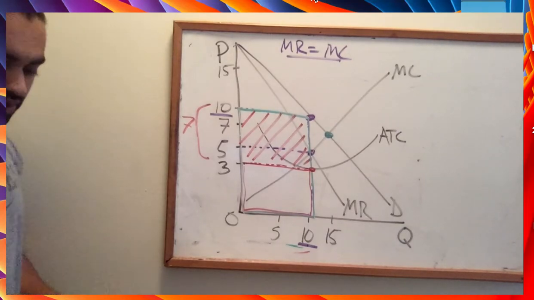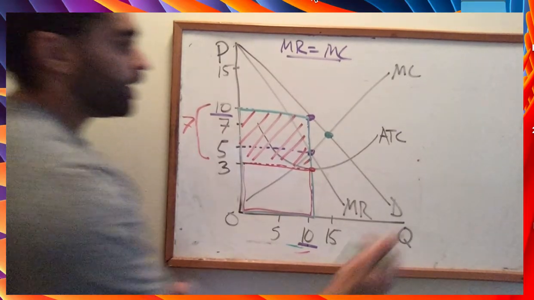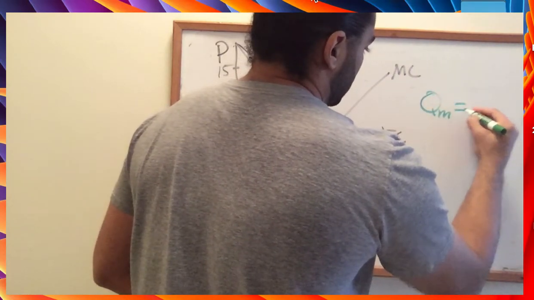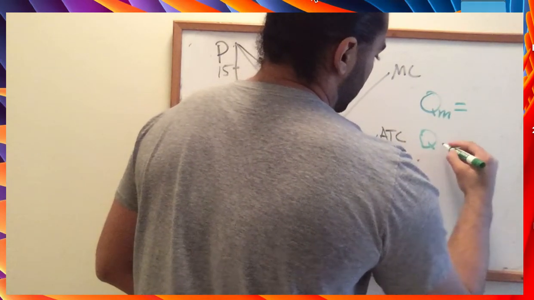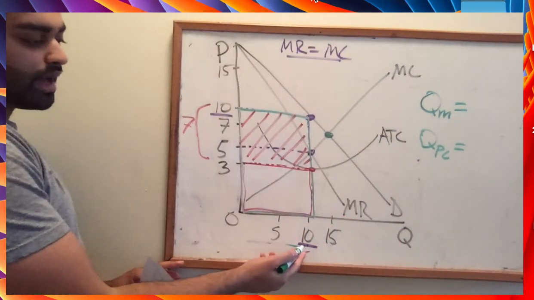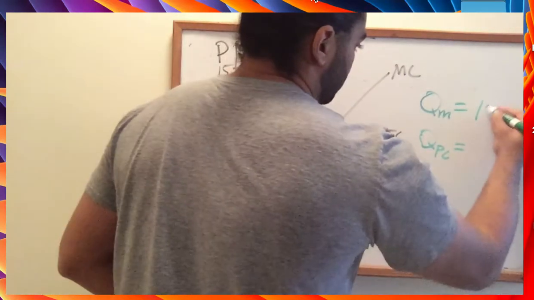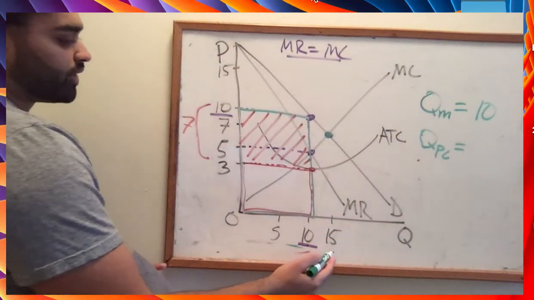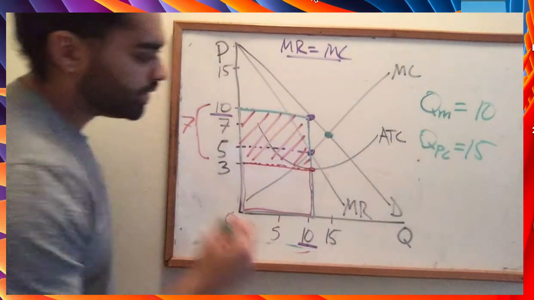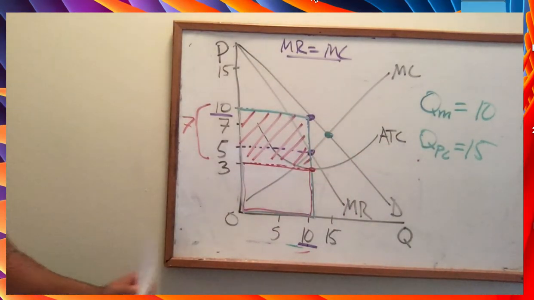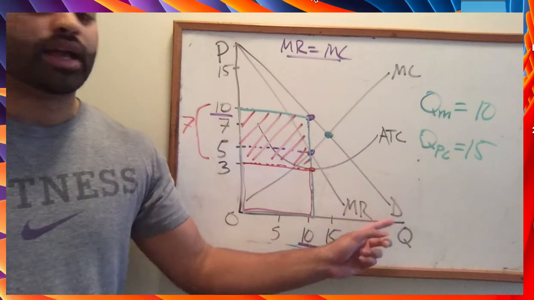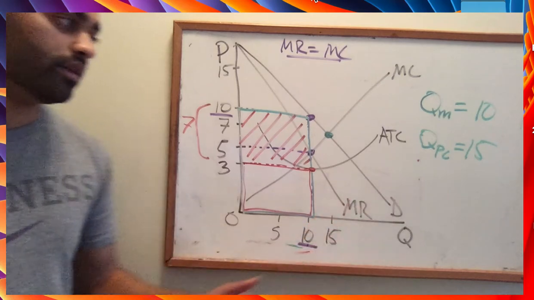So if we were to compare the quantity of a monopoly and the quantity of a perfectly competitive firm. The quantity of a monopoly, how much they produce, is 10. The quantity of a perfectly competitive firm is 15. Again, the point where marginal revenue equals marginal cost, in this case for a perfectly competitive firm. Again, looking back at the characteristics, demand equals marginal revenue for a perfectly competitive firm.